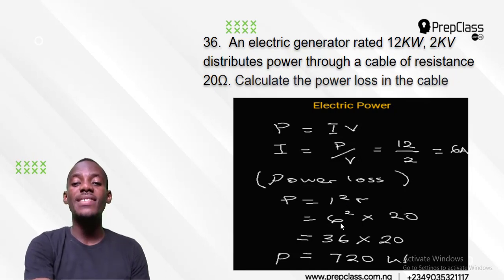So I squared, the current is 6, so 6 squared, times the resistance, which is 2. 6 squared is 36, that's 6 times 6, times 2, and that will give me 72 watts.